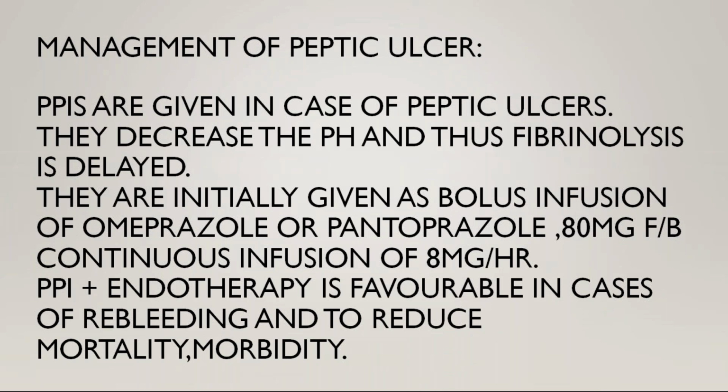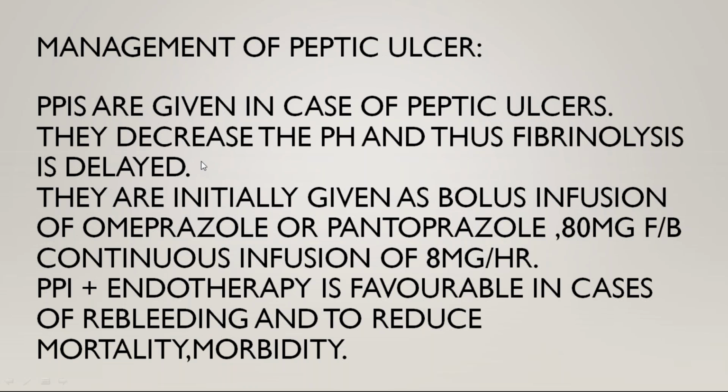Management of peptic ulcer patient. We have to use proton pump inhibitors in peptic ulcer patients. These proton pump inhibitors will increase the pH, which leads to a decrease in fibrinolysis. So when there is a clot on the bleeding vessel, there is no lysis when we use PPIs. PPIs increase the pH and decrease the fibrinolysis of the clot formed on a bleeding vessel.